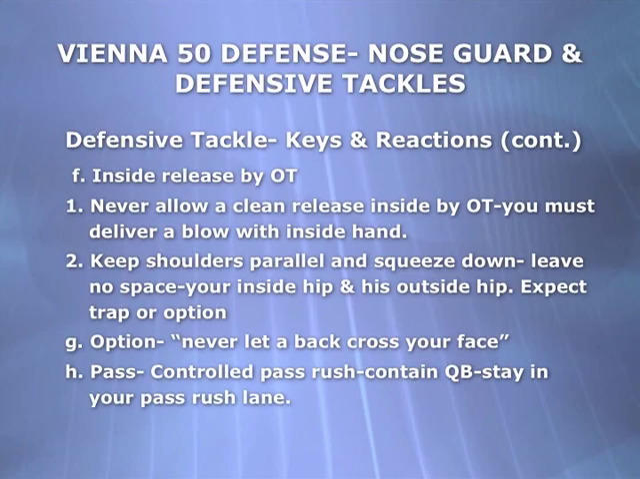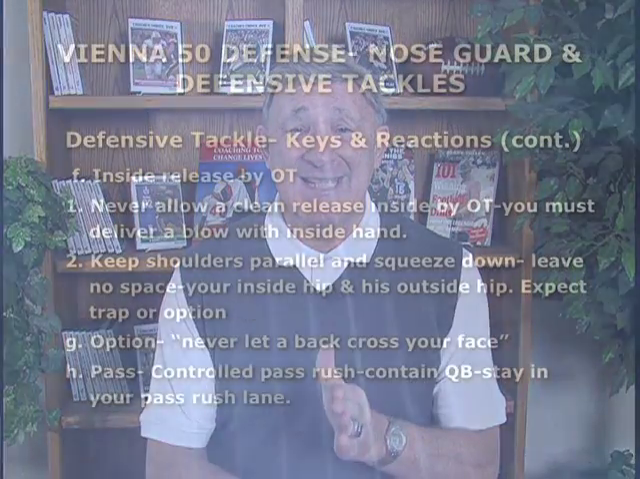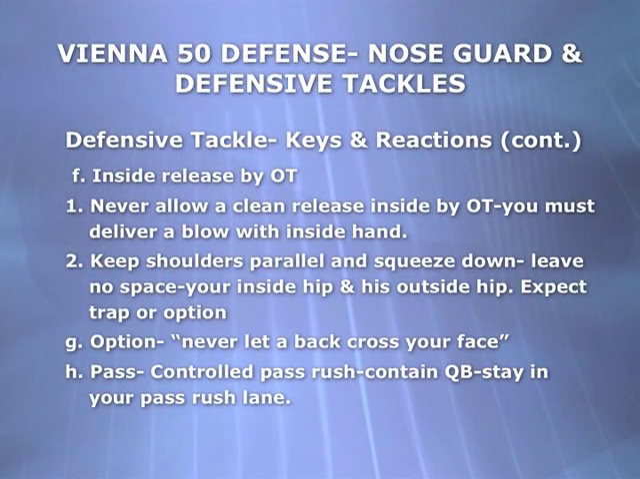If an offensive tackle wants to go inside of our defensive tackle, we expect that defensive tackle to have his hip attached right to the hip of that offensive tackle. There cannot be a gap there. Your inside hip to his outside hip. And if he's going inside, expect an option or a trap.